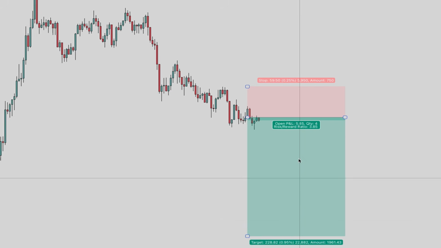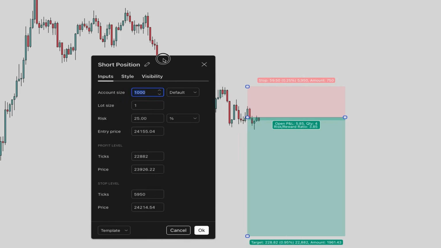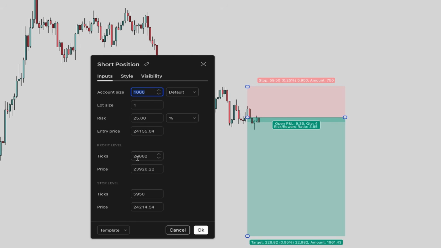But what I want you to do is double click on this tool, and then it will bring this out. It will show you the number of ticks. You see the ticks here, it is showing 22,882. But those are not the number of pips. Even if you divided this by 10, it will not be 2,280 something pips. It will not still be that.